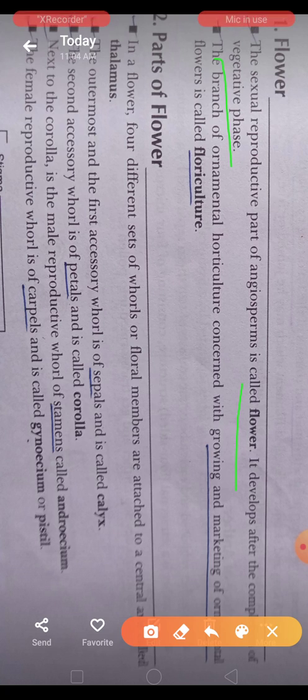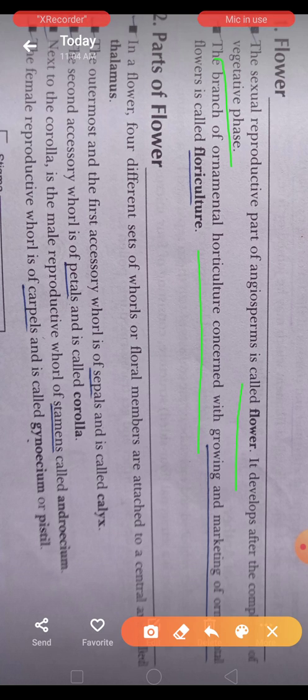Floriculture is the branch of ornamental horticulture that deals with growing and marketing of ornamental flowers. Clear? So I repeat once again, floriculture is the branch of ornamental horticulture in which we study the growing and marketing of ornamental flowers.